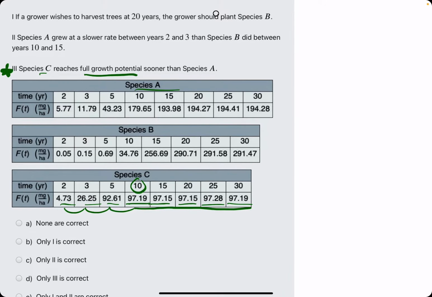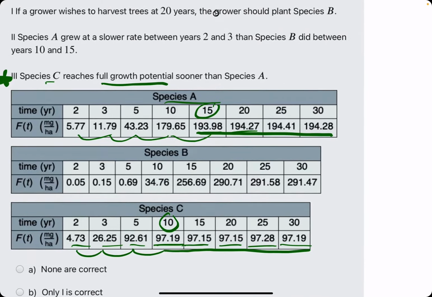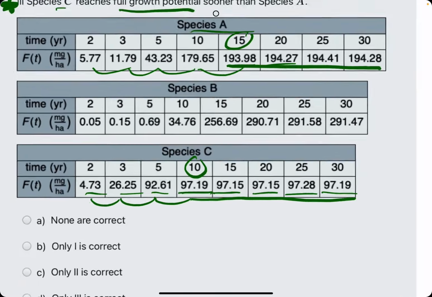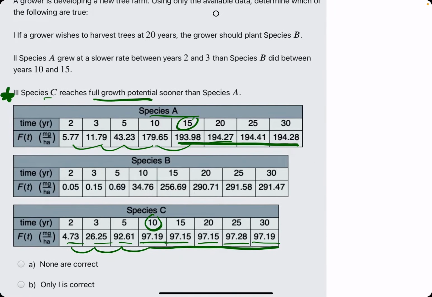Now let's analyze the chart in the same way for species A. It's increasing, and then 193.98 is close enough to 194 to say that at 15 is where this species levels out, or hits its full growth. So because species C has its full growth potential at 10 and A has it at 15, C does reach its potential sooner than species A. That is a true statement.